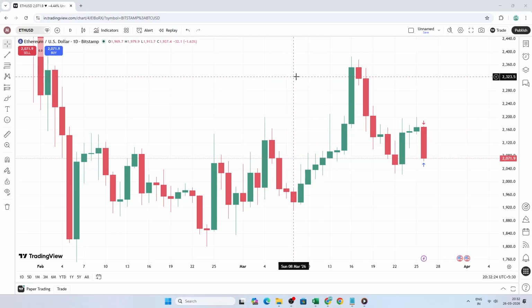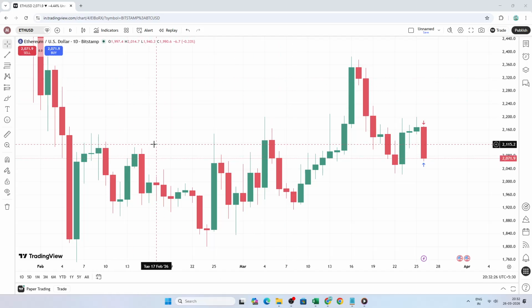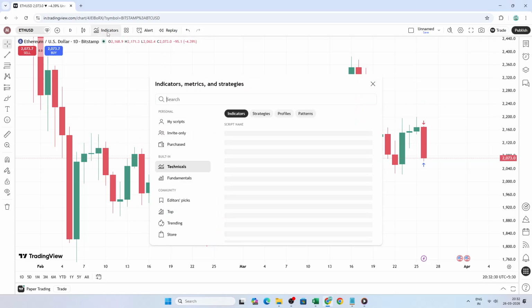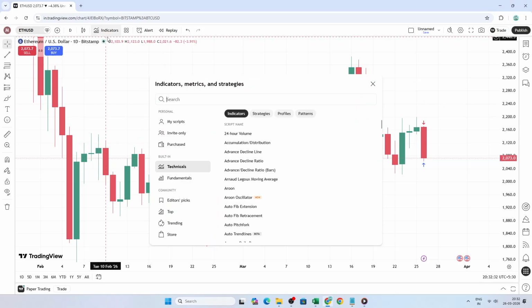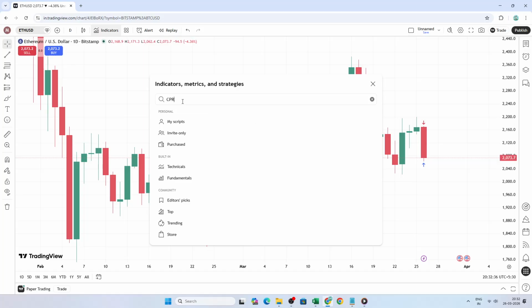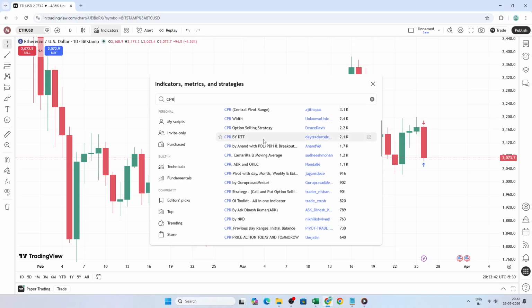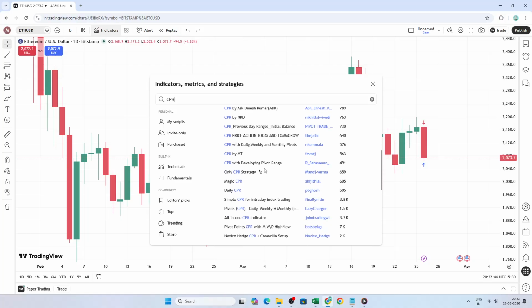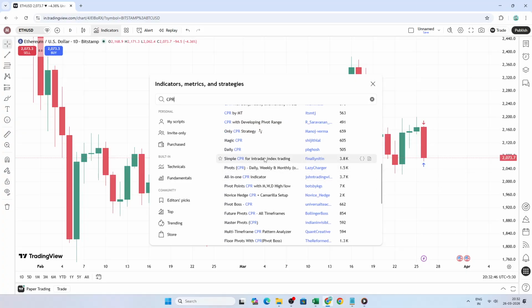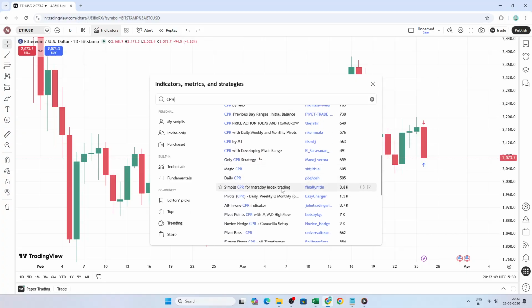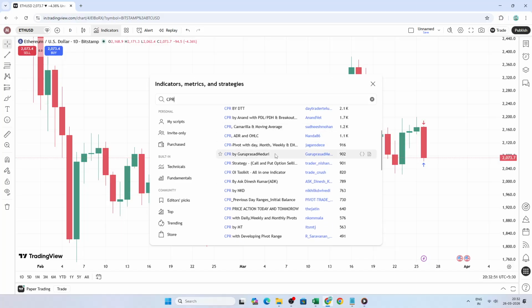Start by opening your chart in Tradingview. With your chart visible, go to the top toolbar and click the Indicators button, labeled with the FX icon. In the search bar that appears, type CPR. You'll see several community scripts. Choose a well-used option such as CPR by DTT or Simple CPR for intraday. These are popular, maintained by the community, and will immediately draw the CPR lines on your chart once selected.